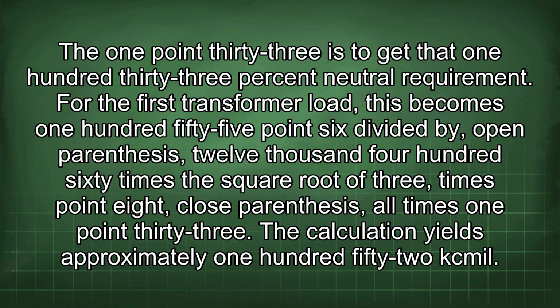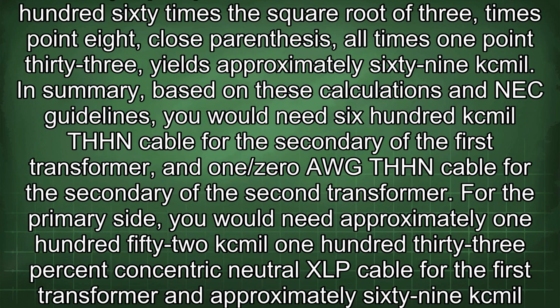For the first transformer load, this becomes 155.6 divided by (12,460 times the square root of 3 times 0.8), all times 1.33. The calculation yields approximately 152 kcmil. For the second transformer load, 57 divided by (12,460 times the square root of 3 times 0.8), all times 1.33, yields approximately 69 kcmil.